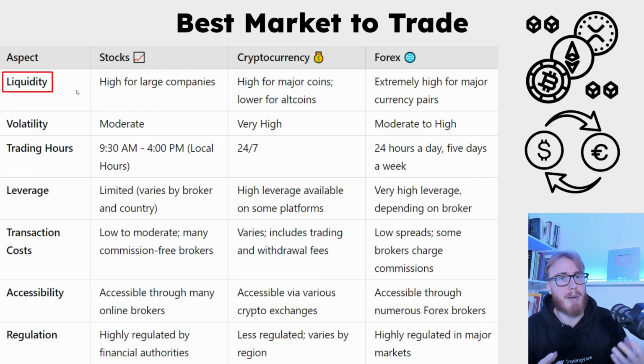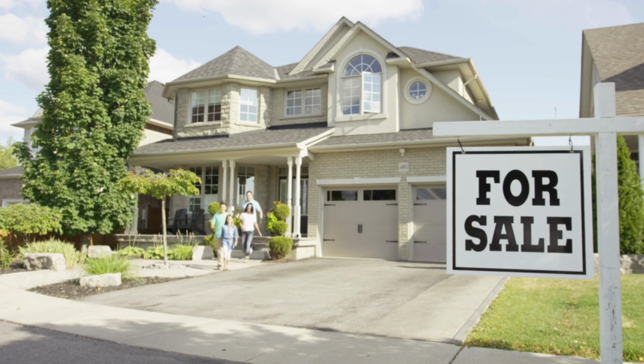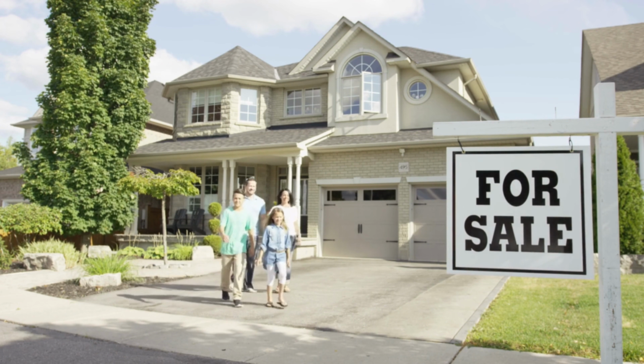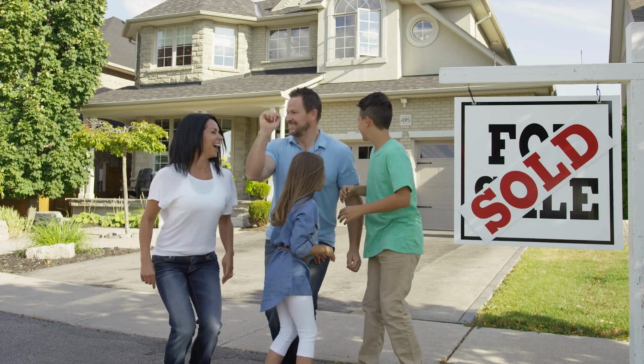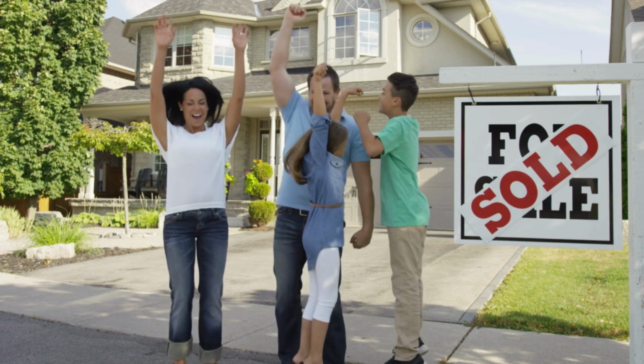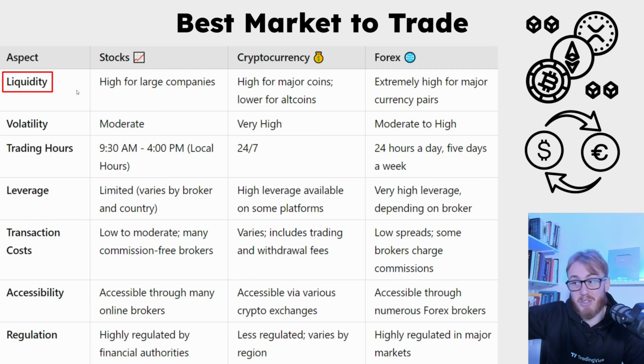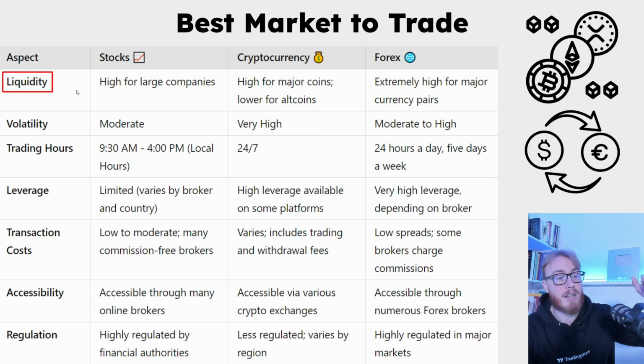However, if you want an example of something with low liquidity, you can think about your house. Because in order to sell your house, it can take weeks, it can take months, because there are not thousands of people ready to buy your house at all times. So your house is hard to buy and sell, while for example, Bitcoin or Apple is very easy to buy and sell. So that is what liquidity means.